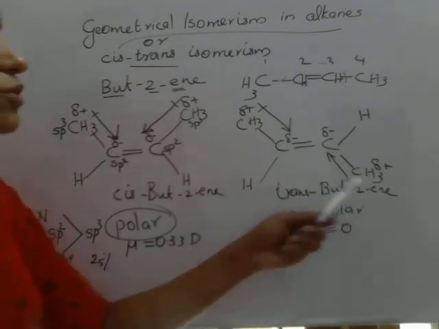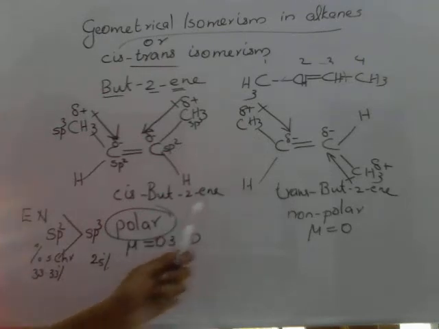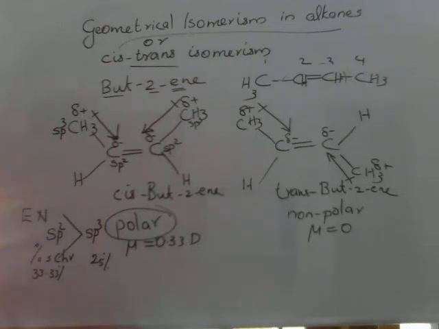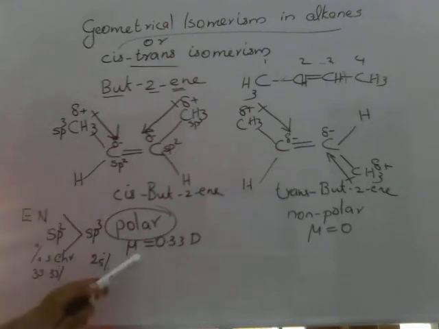Hence trans-butadiene is non-polar. But cis-butadiene is a polar compound. So the cis-trans isomerism makes the properties of butadiene different. Its polarity is different. Cis-butene is polar, whereas trans-butene is non-polar because the dipole moments cancel each other, as they act in opposite directions. Here both the bond dipoles act along the same direction, the downward direction. So there is a net dipole moment, hence polar.